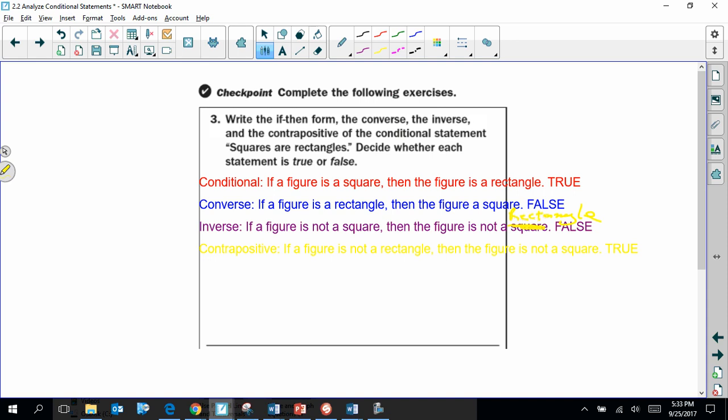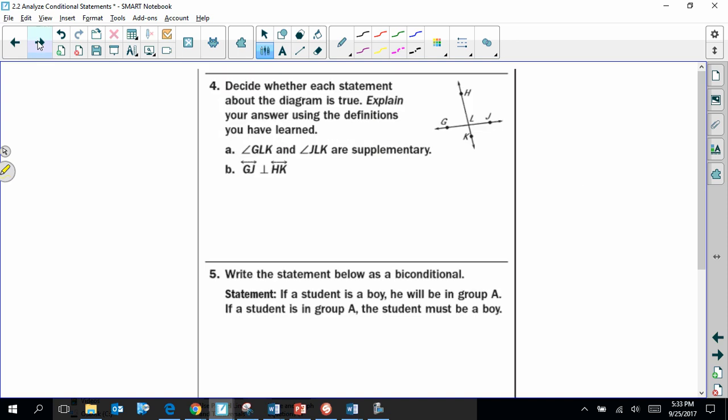And the last one, contrapositive, is when I flip the order and do the negation at the same time. So the contrapositive says, if a figure is not a rectangle, then the figure is not a square, which would be true. So those are our four conditional statements that we have: the original if-then statement, and then followed by the converse, inverse, and contrapositive. So here, part A and B tell whether these things are true based off of the definitions that we know about them.